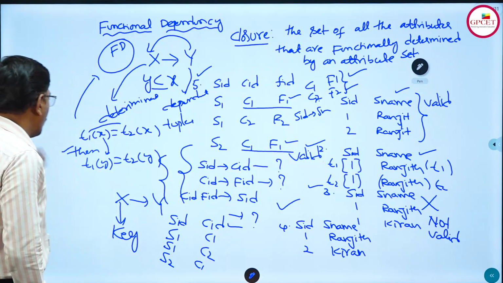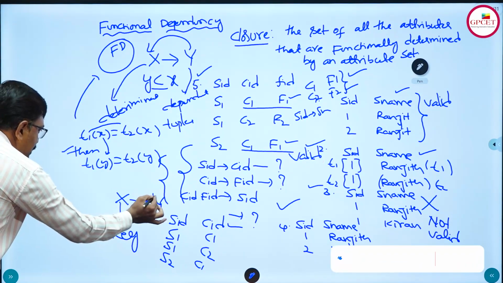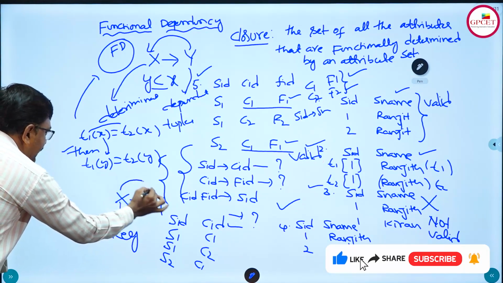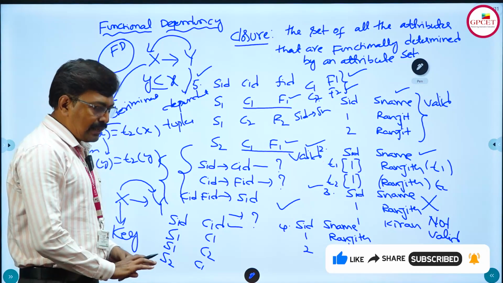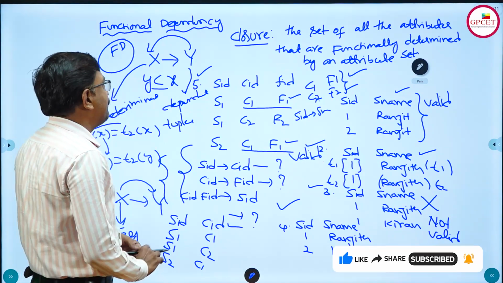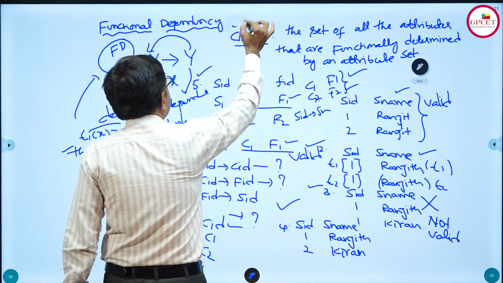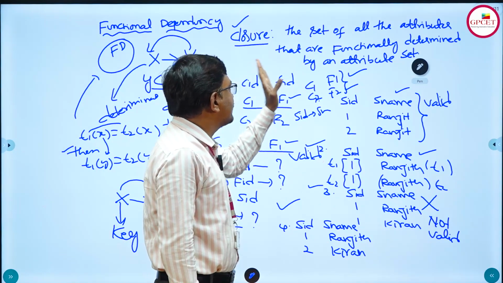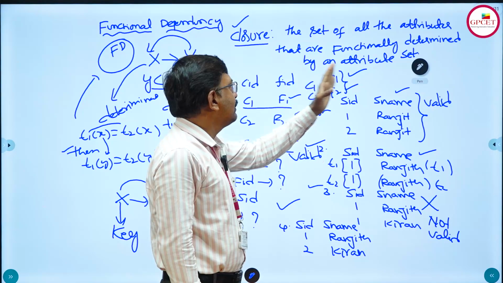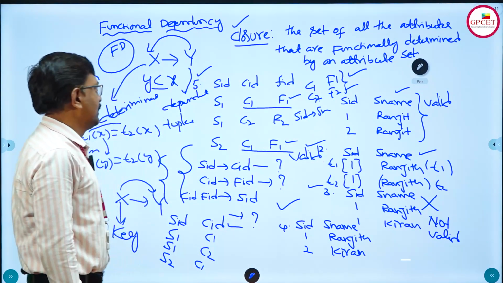What is meant by functional dependency? X tends to Y. X determines Y. Y is dependent on X. Okay, that is based on the functional dependency. And then before going to the functional dependency, what is meant by closure? Closure is nothing but the set of all the attributes that are functionally determined by an attribute set.